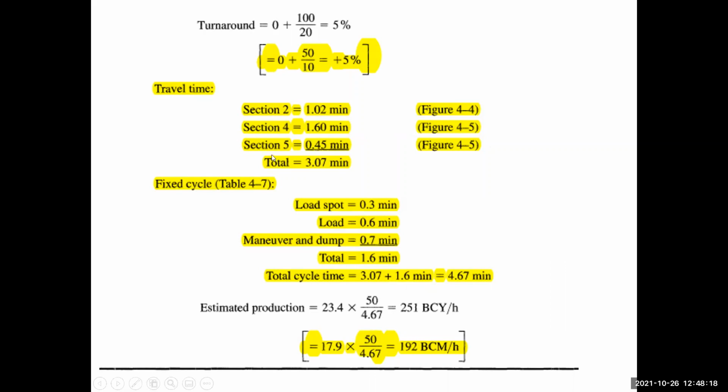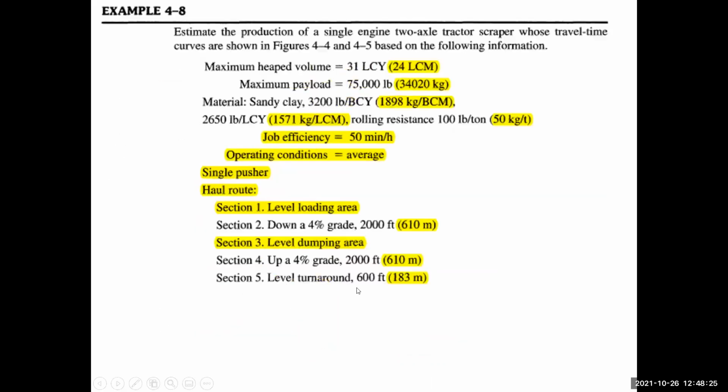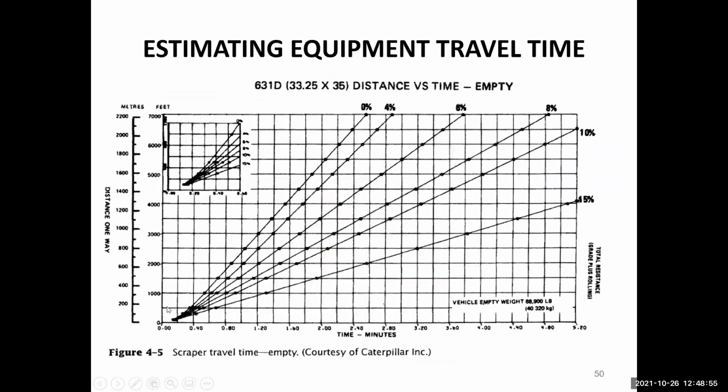And what was section 5? Section 5 was the turnaround section. In the turnaround section, the distance was 183 meters. For the turnaround time, we found from figure 4-5 that it is 0.45 minute. Why? Because in this case the effective slope is 5%. So for the empty 600 meters over here and a 5% value, we can see some value here.